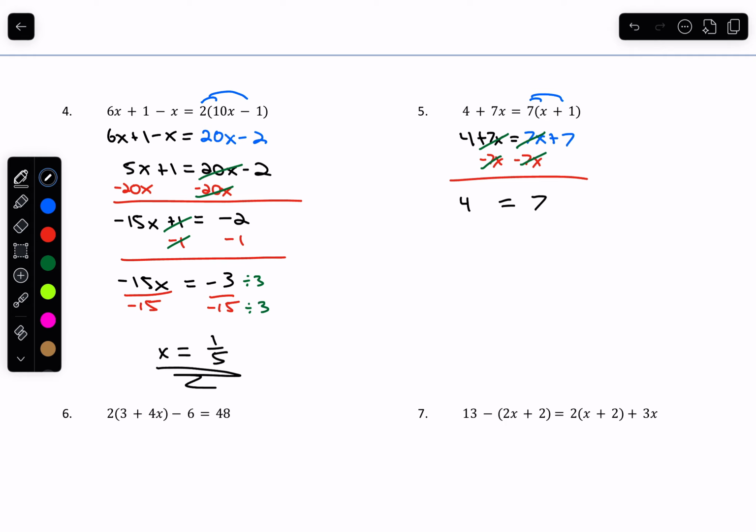Okay, so what we have to do now is realize that this is not bad, but it's also not good. So what we just got is a false statement. And when we get a false statement, that means that there is no solution. Okay, what that means is that we had a contradiction or an inconsistent equation. Because 4 equals 7 is false, we say this is a contradiction. So the equation was inconsistent.